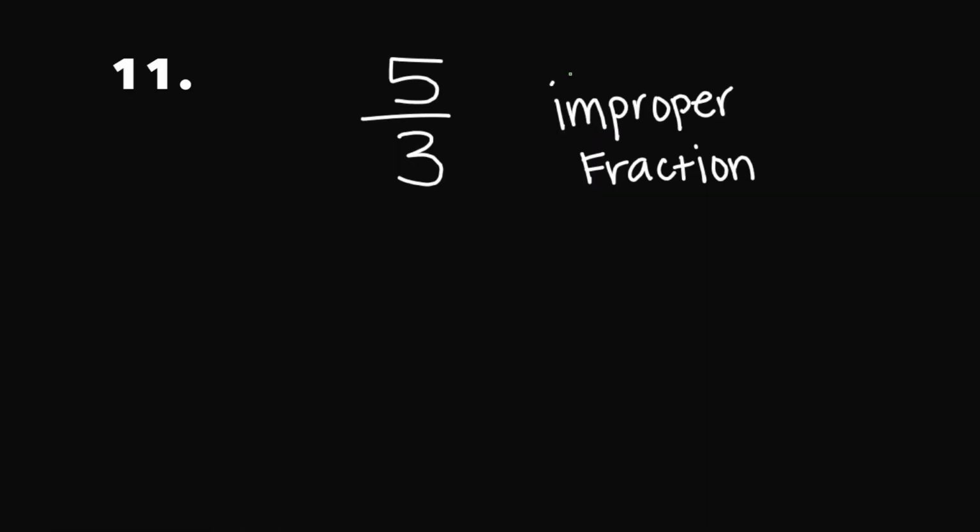The fraction 5 over 3 is an example of an improper fraction, true or false? This is true, yes. The reason why this is an example of an improper fraction is because the number on top, your numerator, is larger than the number on the bottom, which is your denominator. So this is an example of an improper fraction.